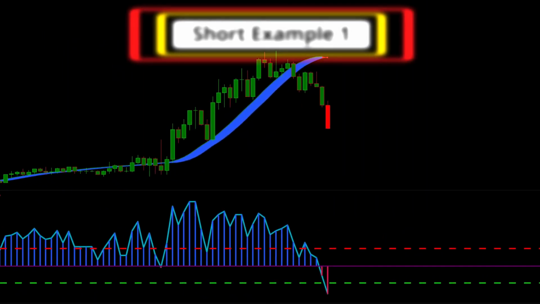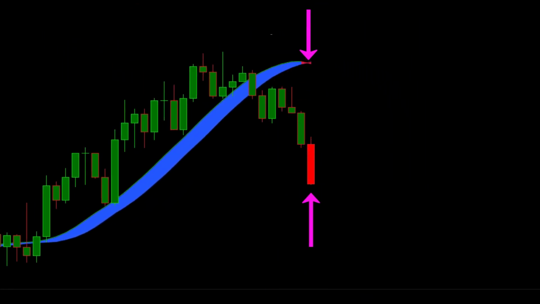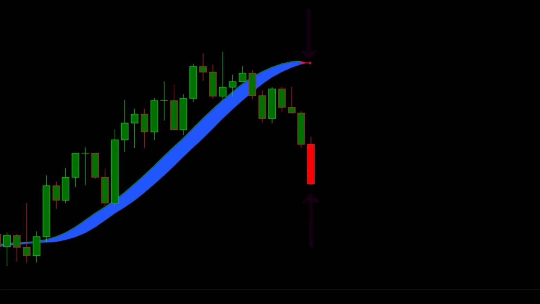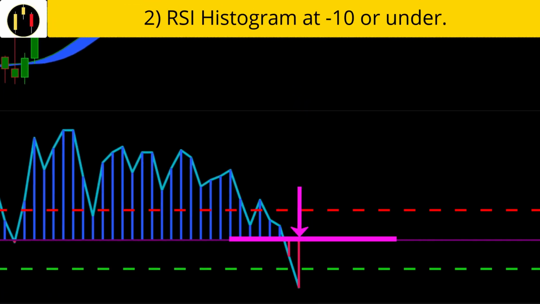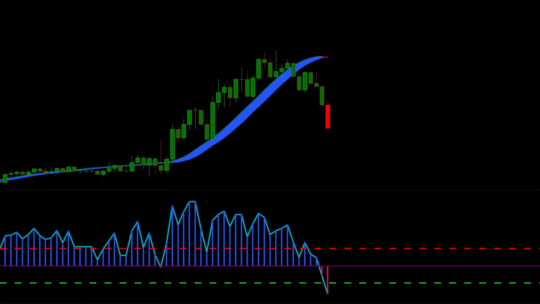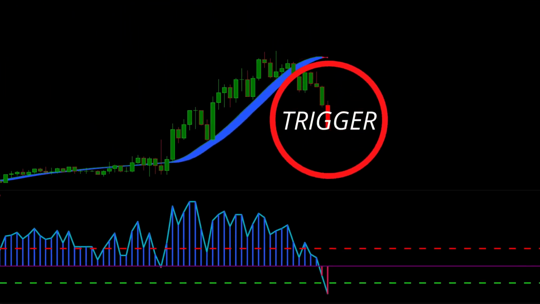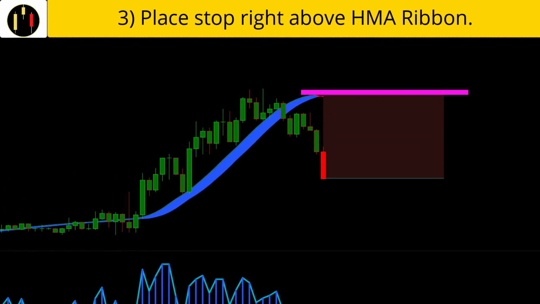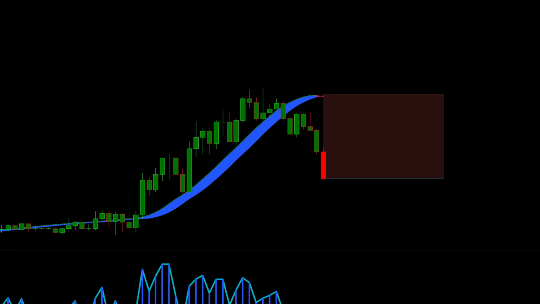Now we flip to shorts. This is what I will test for shorts. We are looking for the HMA Suite to turn from a buy to a sell, represented by blue to red. Second, the RSI histogram must be at or lower than the -10 line on the first candle where the HMA turns to a sell. This is our trigger candle. Third, we place our stop right above the HMA ribbon and enter on the close of the candle.